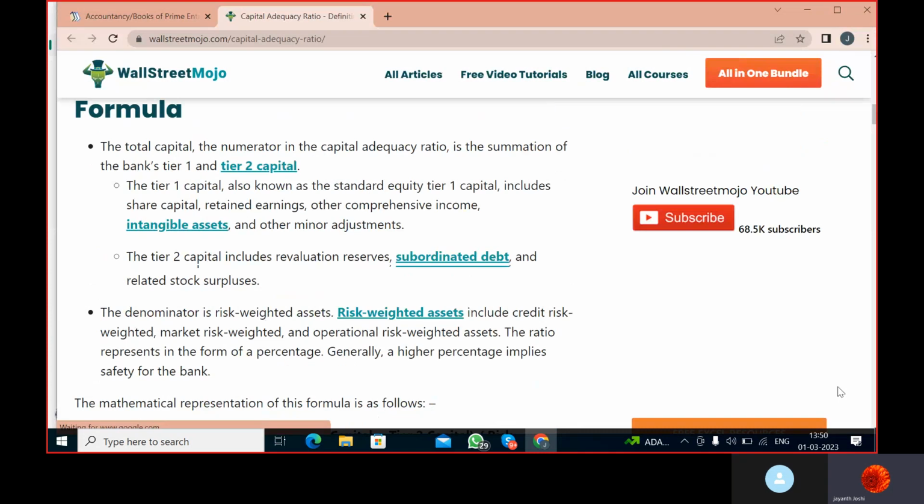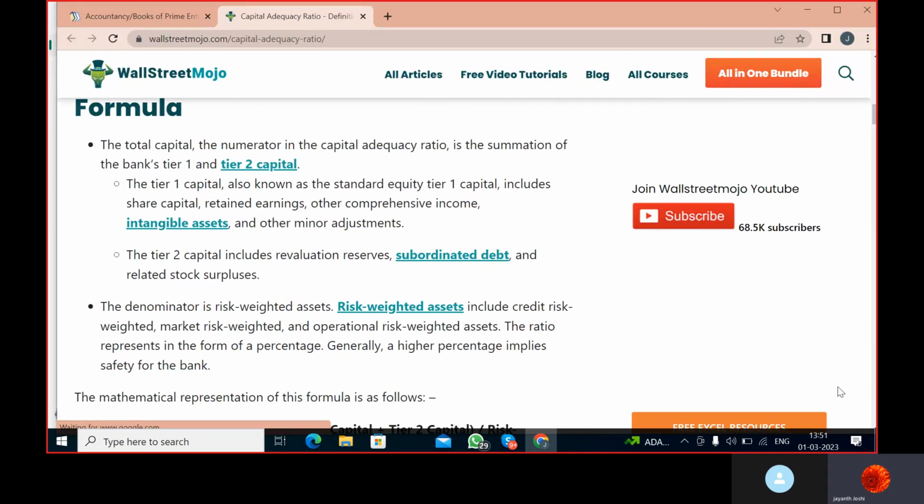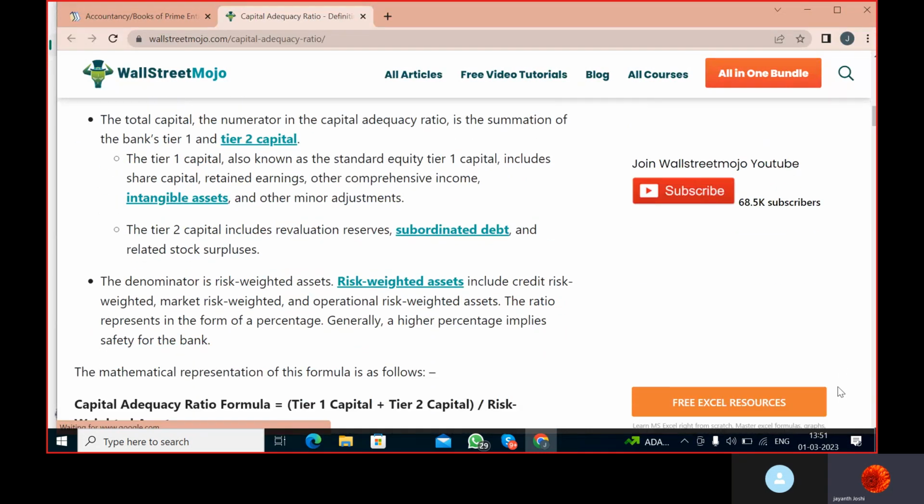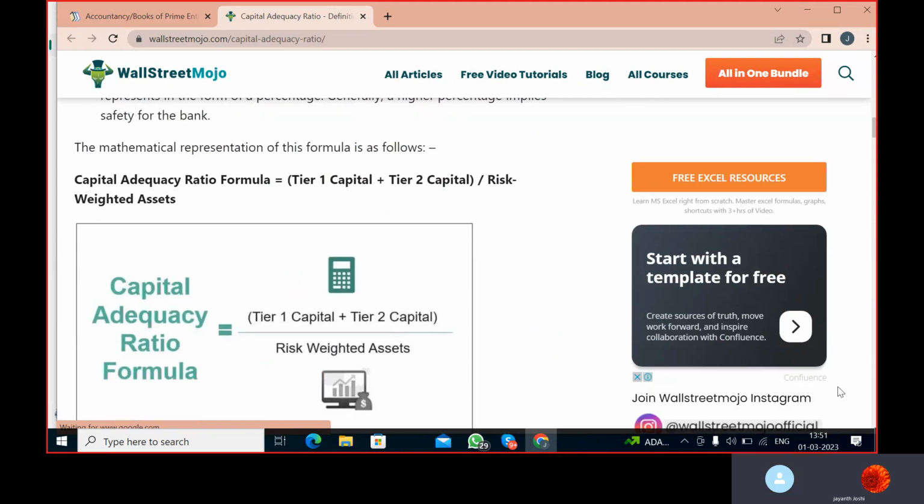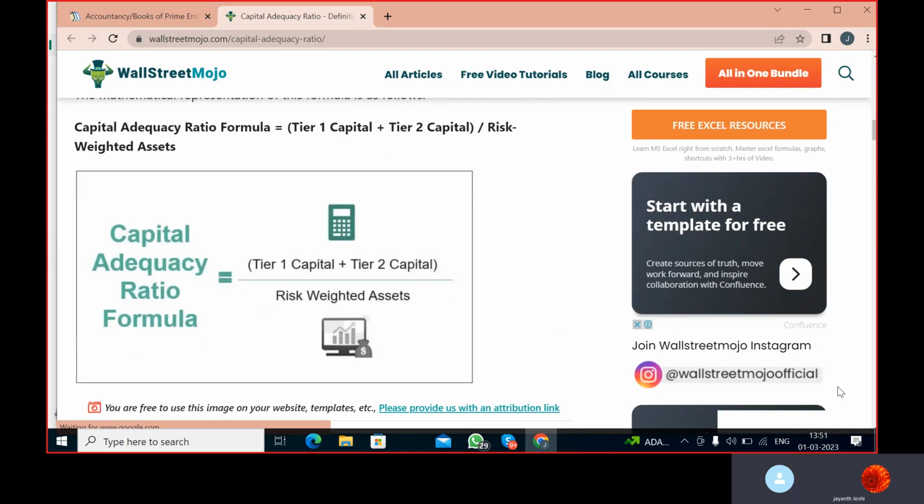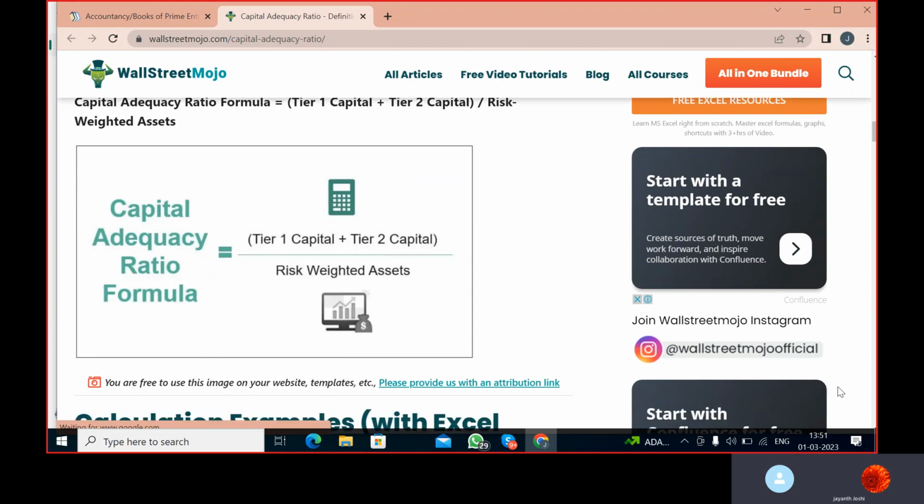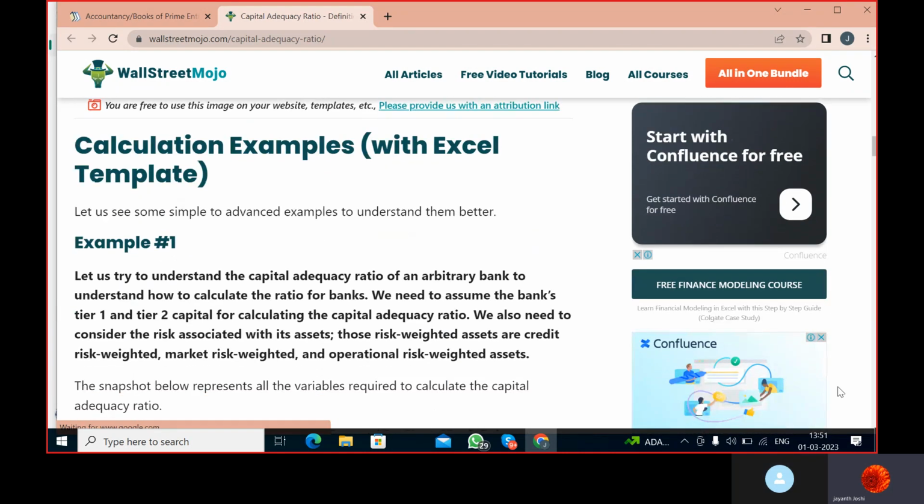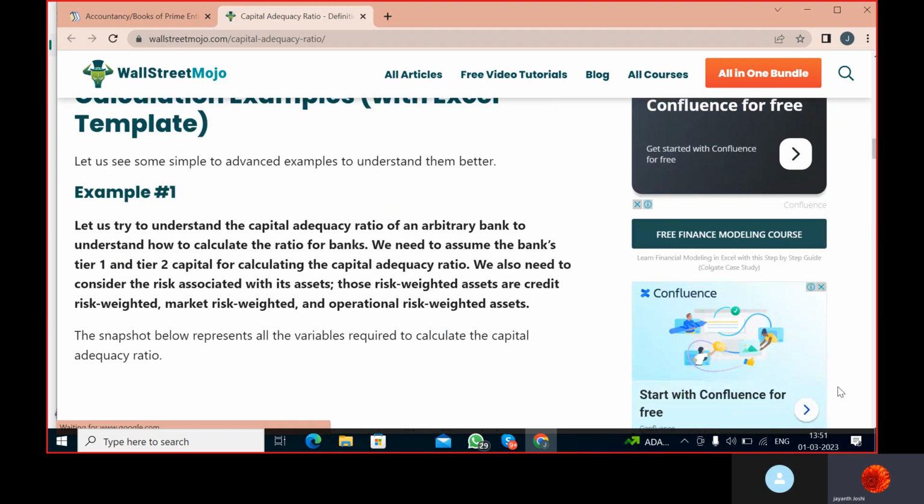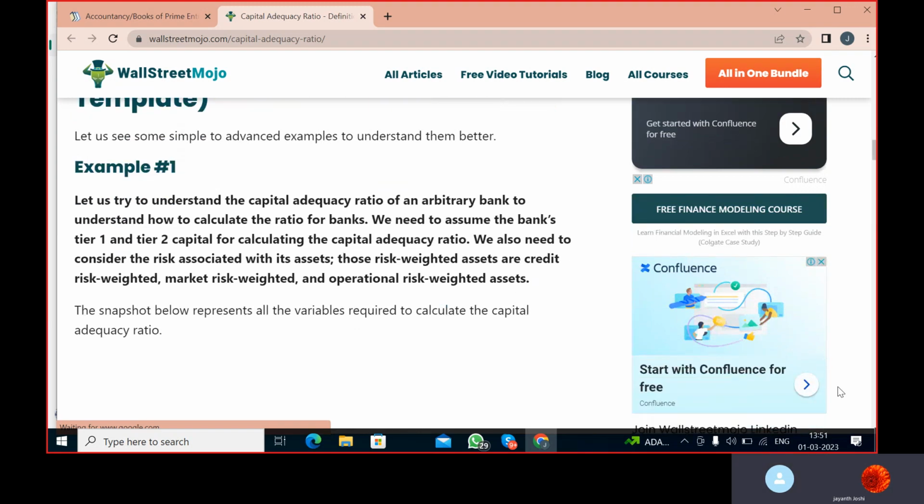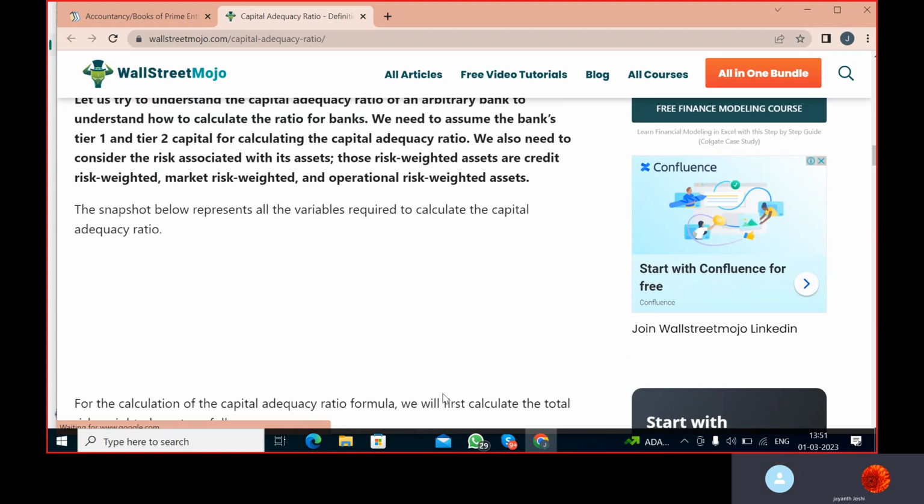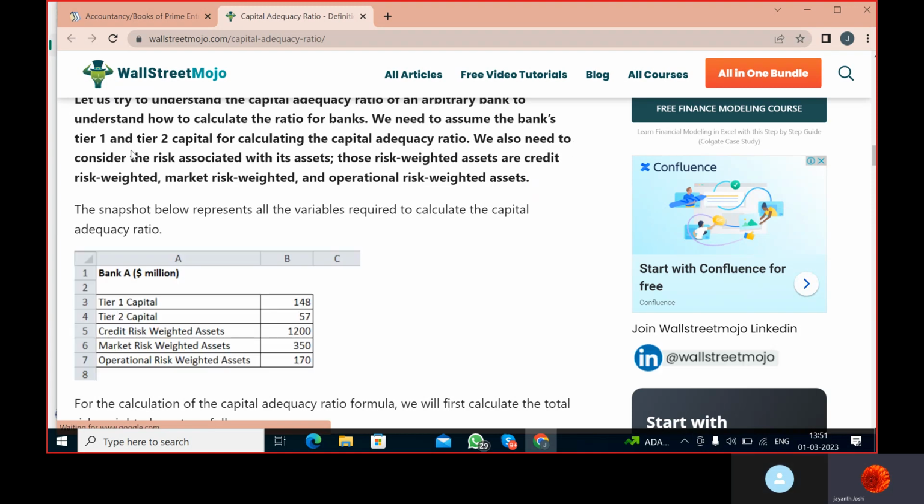So here they have given a good example, tier 1 capital, tier 2 capital. We have seen that. We'll do a question and the formula is here. There is a question given in this. Tier 1 capital plus tier 2 capital. Let us understand the capital adequacy ratio of an arbitrary bank. To calculate the ratio for banks, we need to assume the bank's tier 1 and tier 2 capital. For calculating the capital adequacy ratio, we also need to consider the risk associated with its assets.